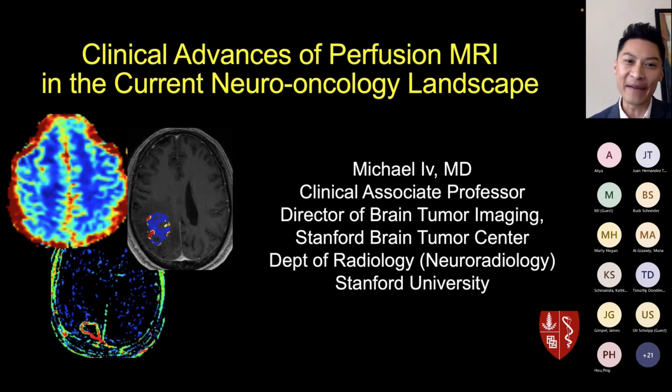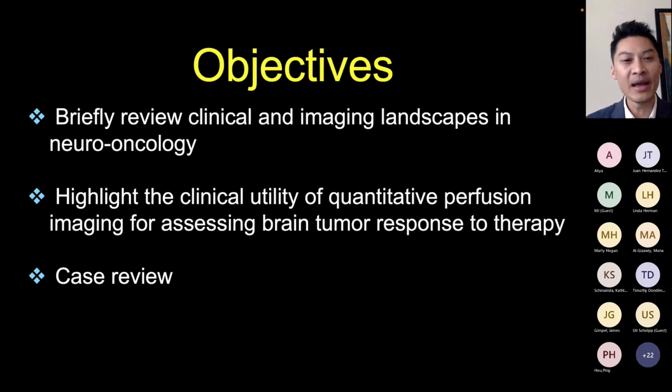Having said that, today we're going to discuss the advances of perfusion MRI in the current neuro-oncology landscape. During today's talk, we'll firstly review the clinical and imaging landscapes in neuro-oncology. Secondly, we'll highlight the clinical utility of a quantitative perfusion imaging pipeline for assessing brain tumor response to therapy. And I tend to talk a lot, but hopefully we'll have time at the end of this talk to review some interesting cases and have some discussion about these cases and potential techniques.